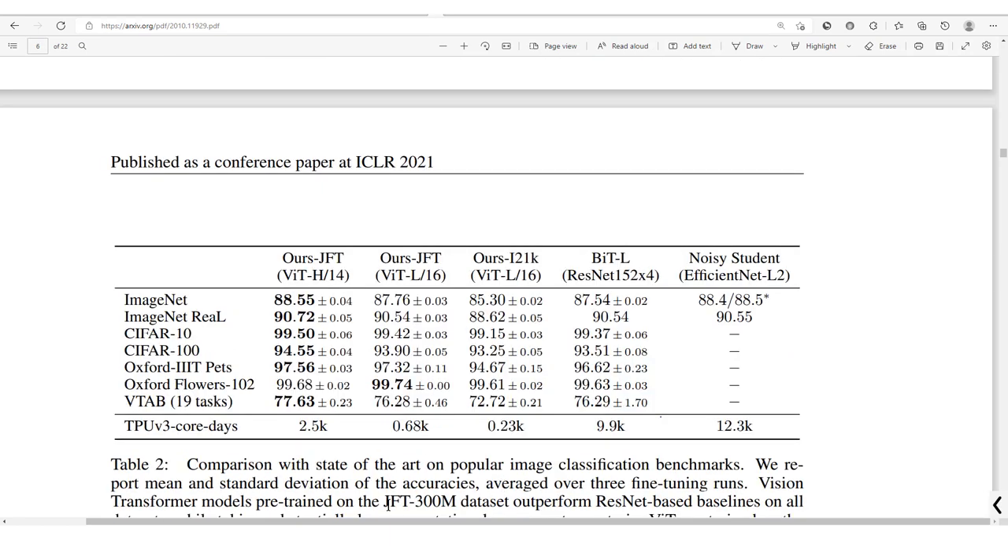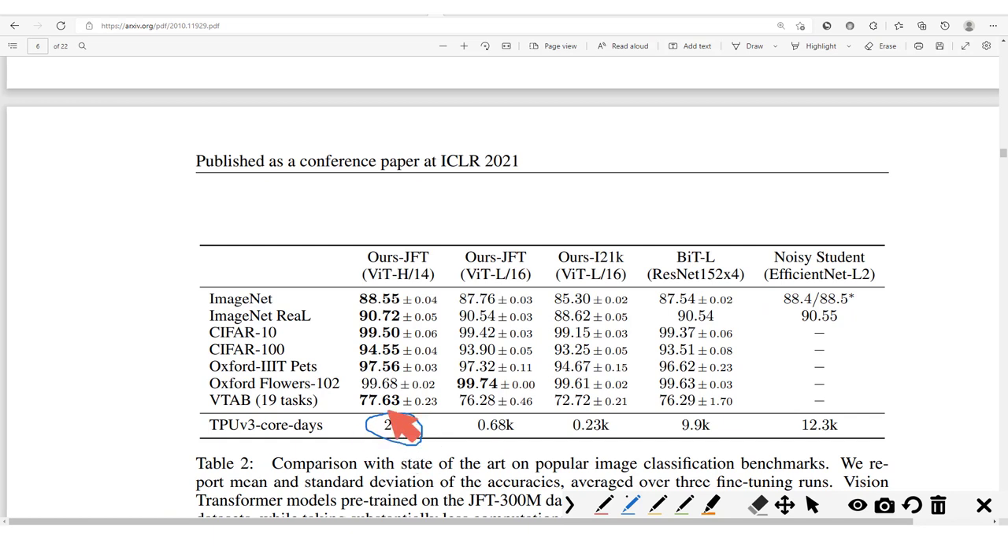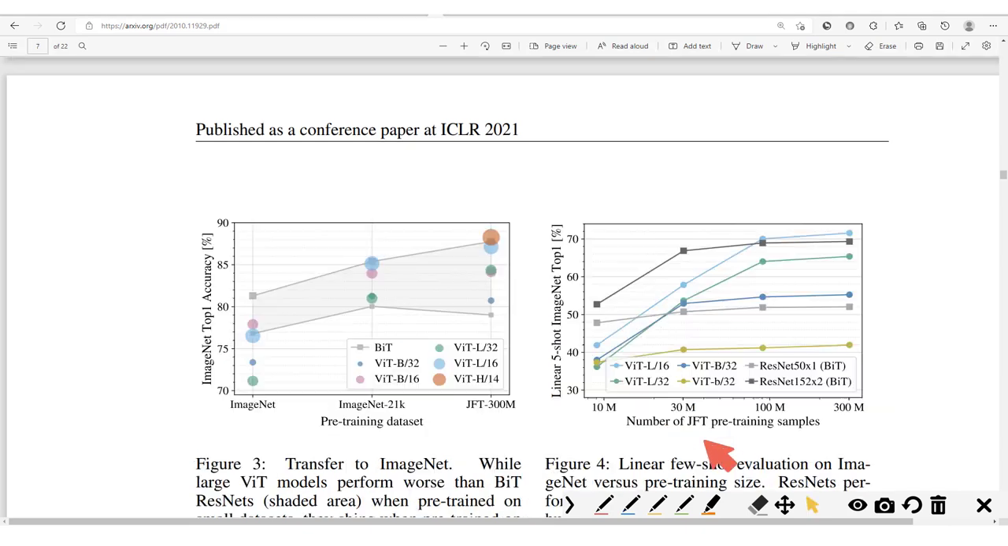The experiments were carried out on this JFT 300 million dataset, and we see how this 14 by 14 patch version of the ViT outperforms this ResNet 152. Now this performance, although not largely greater than that of the ResNets, requires less computation resources to train. As we see here, we have 2,500 TPU core days required to train this model, as compared to this one, which requires 9,900 TPU core days.